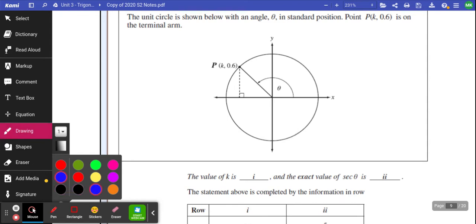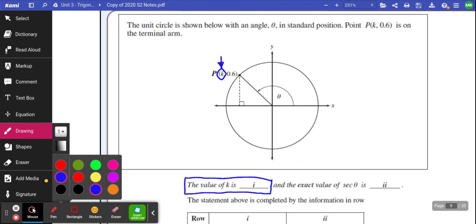Let's start with the first question, the value of K. You need to find this value right here. You don't know what angle theta is, and you don't know 0.6. That's not on your unit circle anywhere, right? There's no y value of 0.6 on your unit circle. So you're not going to be able to use your unit circle on this question, even though it said right at the beginning, the unit circle is shown.